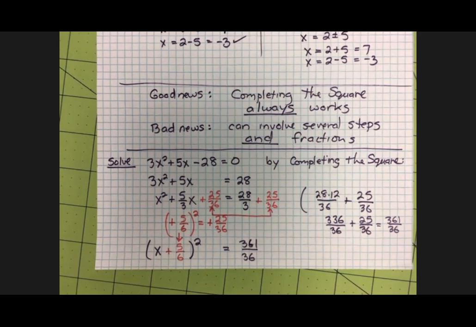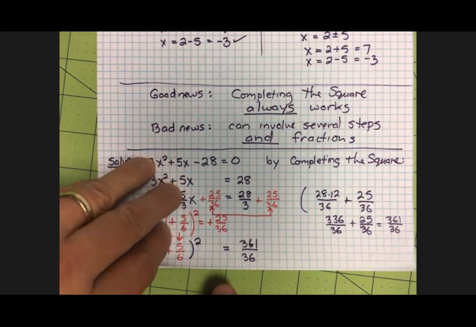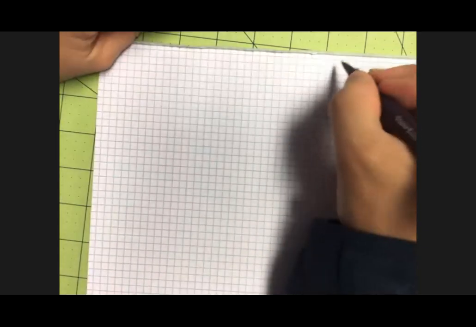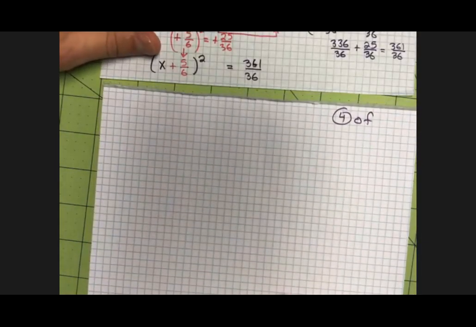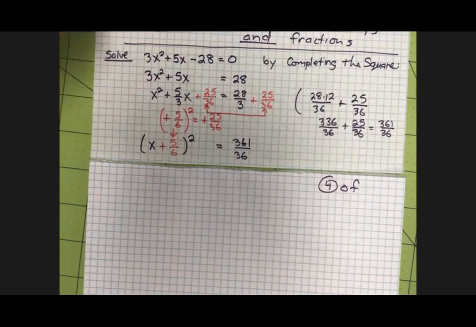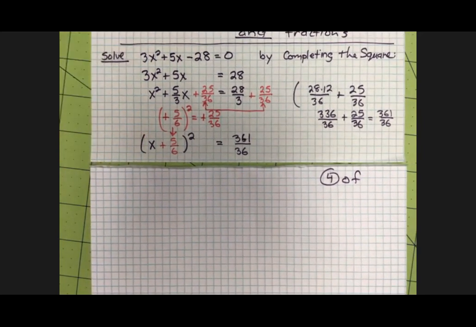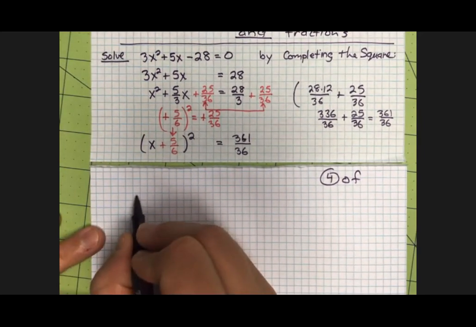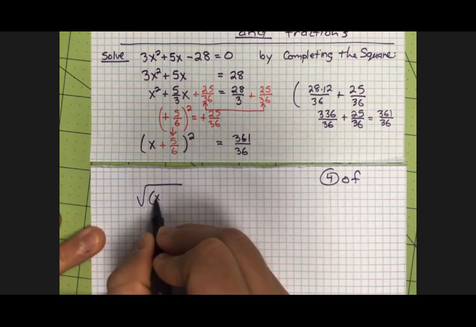Now this is the part where I said I got to move to a different paper. So let's finish this off, then we'll take a break, but I'm just going to take this paper off and continue it on the next page. So completing the square can take some writing. How do I complete this now? Take the square root of both sides.